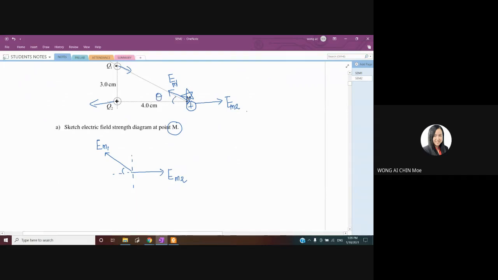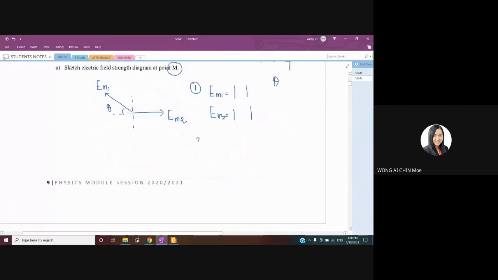What is the angle? You can use tangent theta, 3/4, to find the angle first. After you find the angle, what should you do? You must go back to chapter 1, semester 1. You need to find the EM1 modulus and the EM2 modulus. This is step 1. Step 2, you must resolve into x and y components. You must draw a table, easier for you to resolve into x and y components.